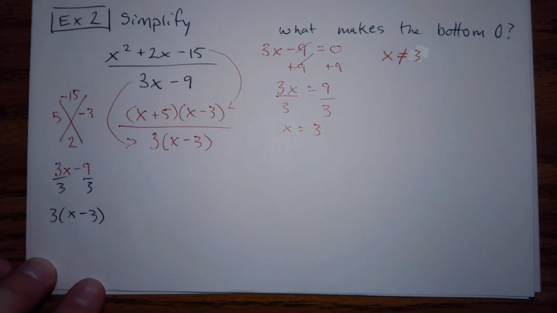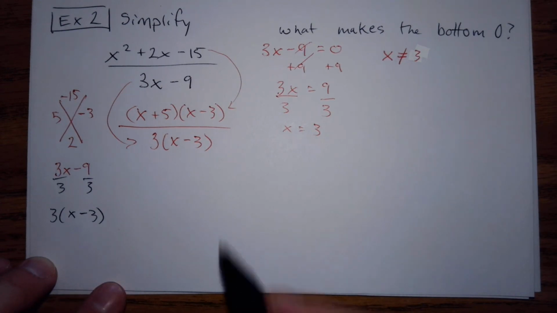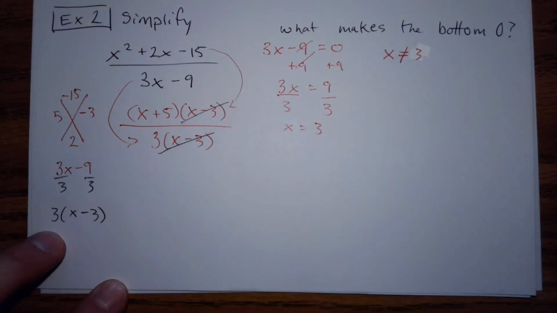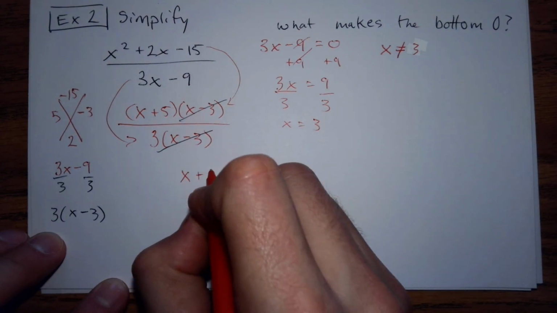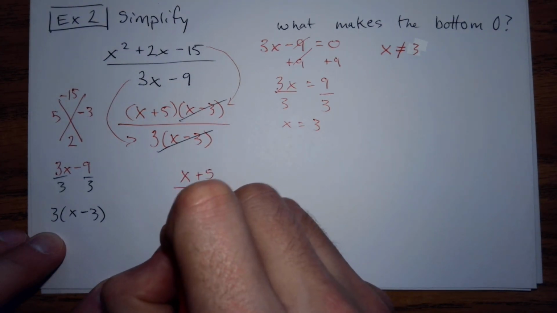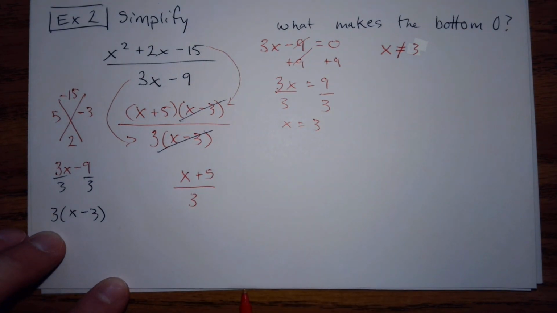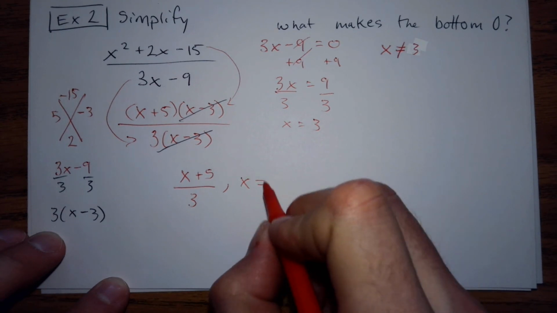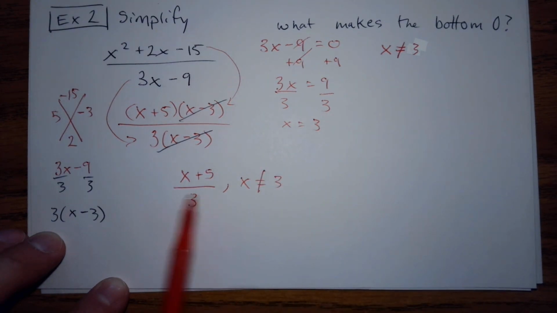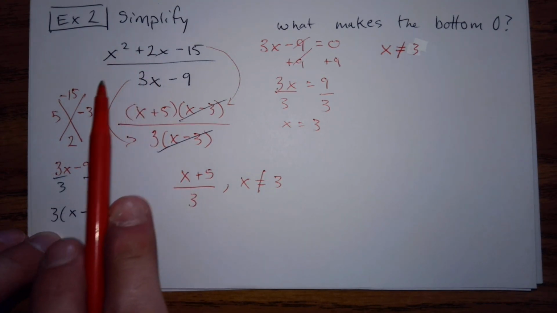And then cancel out or reduce. In this case, we only have things canceling. So our answer is going to be x plus 5 divided by 3. And make sure, because of the original, x does not equal 3. Even though when you plug in 3 here, it doesn't make the denominator 0. When you plug in 3 here, it does.